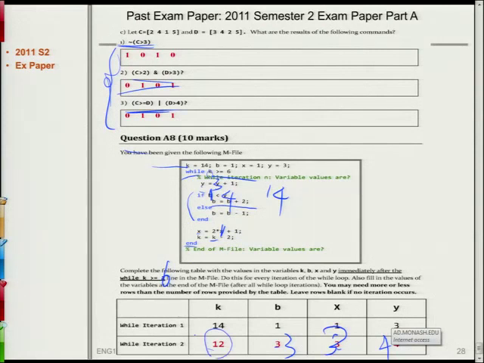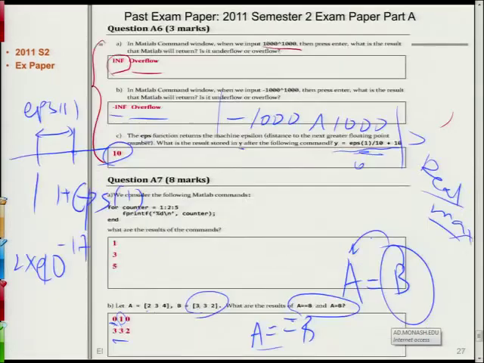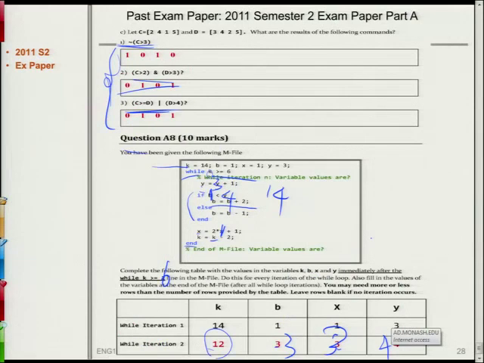Okay? So this is the 8 sample questions I got from the past exam. Yeah, that's pretty much for today's revision.